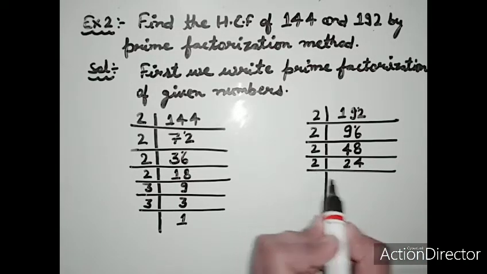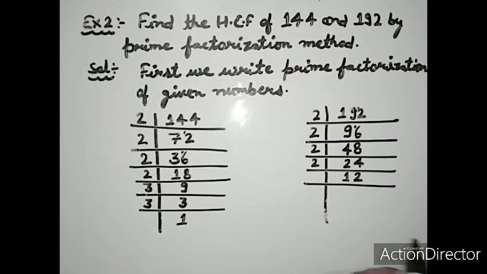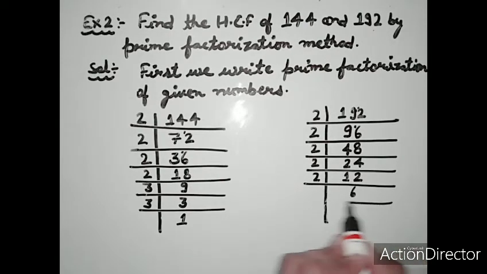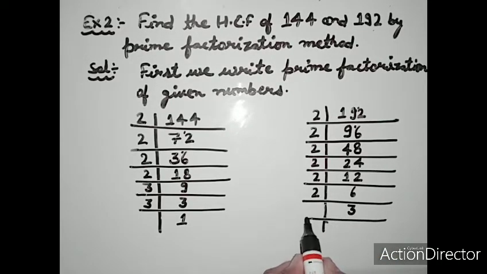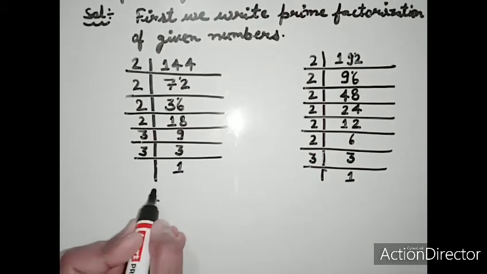And again divide by 2. 2 ones are 2, and 2 twos are 4. Then again divide by 2. 2 sixes are 12. Then again divide by 2. 2 threes are 6. Then 3 is not divisible by 2, so here 3 divide by 3. 3 ones are 3. Now we write all factors. Now here we write all factors of 144.